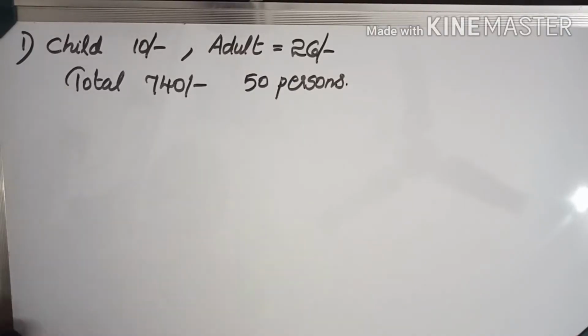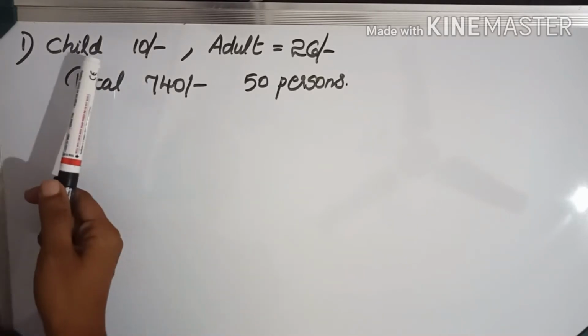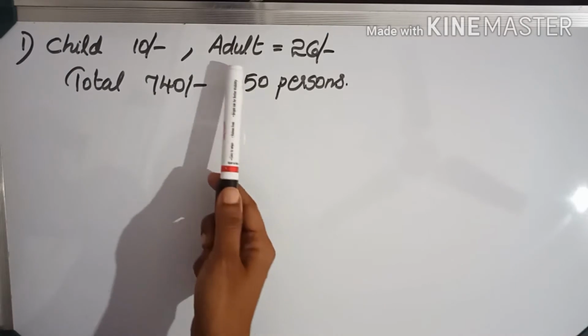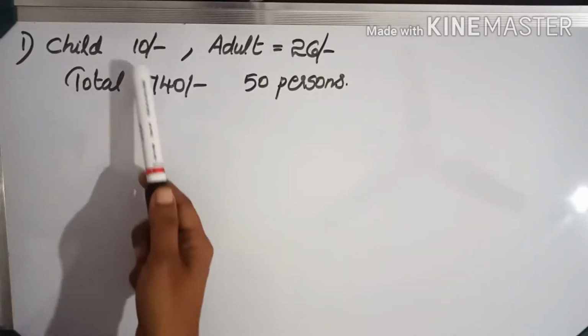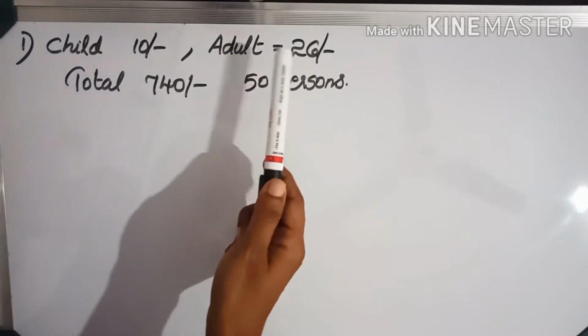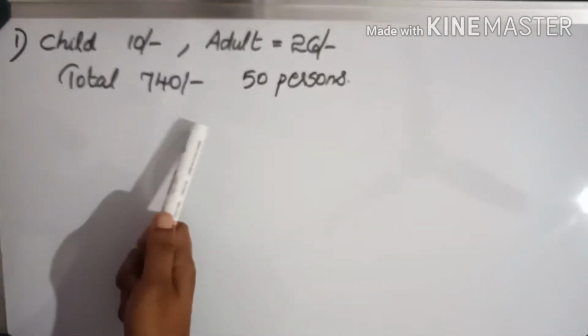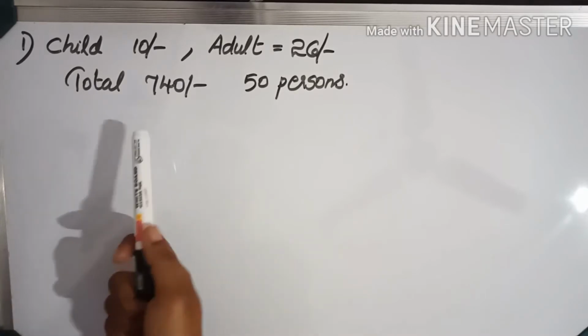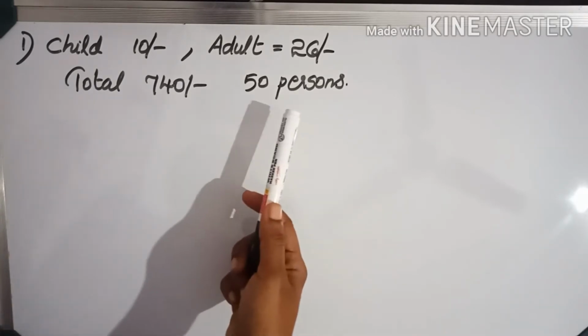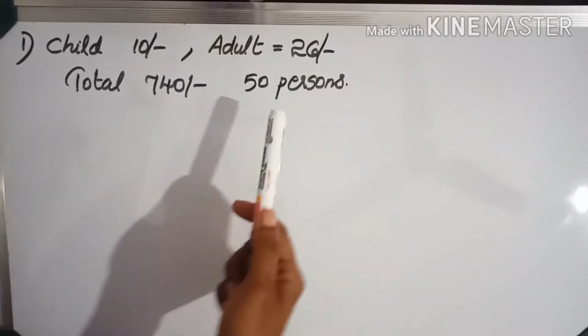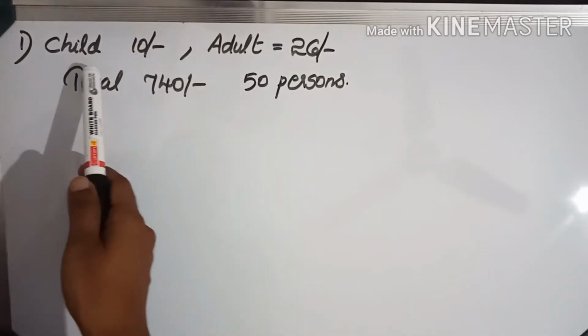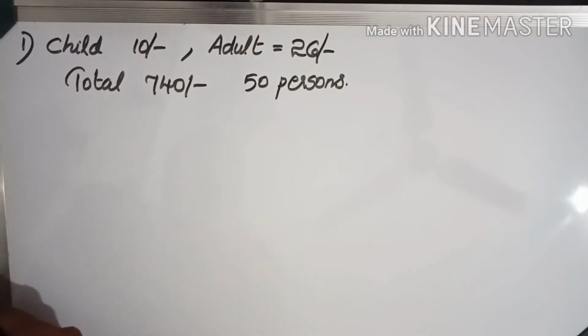Here in this question, in a science exhibition, the amount of one ticket for child is 10 rupees and for adult it is 26 rupees. And total collection on a particular day was 740 rupees, and 50 persons attended that exhibition. 50 means including child and adult. Here the question is how many children attended that exhibition, that is what we need to find here.